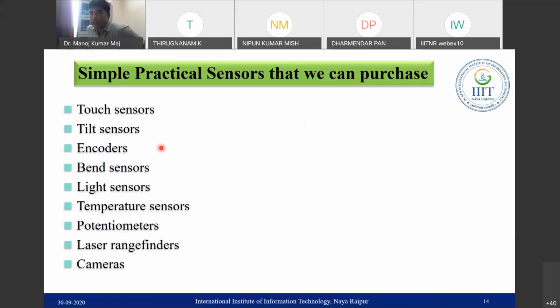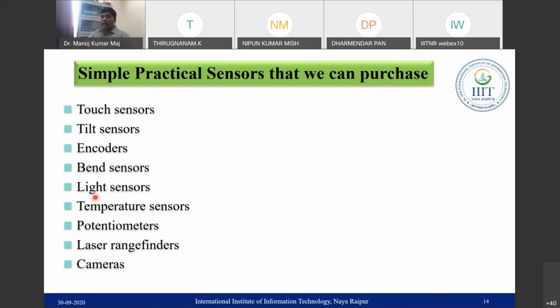The touch sensor is a very important kind, where we can sense by touching, that is, by applying pressure. Tilt sensor, that is, whenever we are tilting it or making it slide, how much it is behaving, we sense using some material. The encoders: an encoder is a kind of coding system. I hope all of you know about encoders, that we can encode some bits from our real world application. The bend sensor, it can be bent like this.